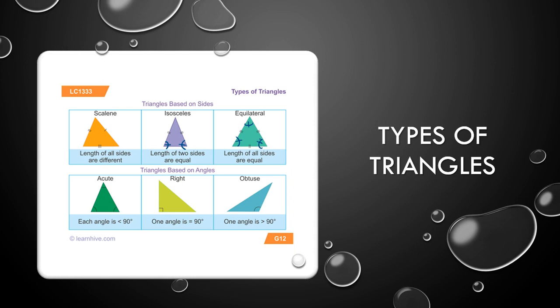Acute, each angle is less than 90 degrees, no more than 90 degrees. Right triangle, this is one of the things that I'm going to discuss later when I discuss the 6 trigonometric functions for the right triangle. And right triangle is 90 degrees, one of the angles. You should see the square there. If you don't see it, do not assume that it is 90 degrees. You should see it. Obtuse is one of the angles is greater than 90 degrees.